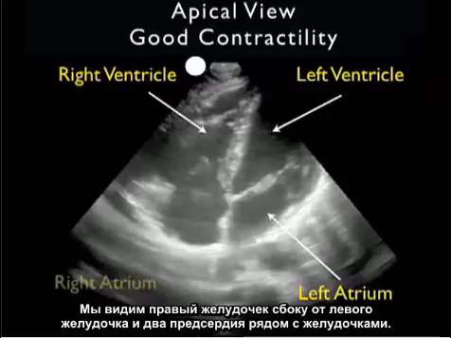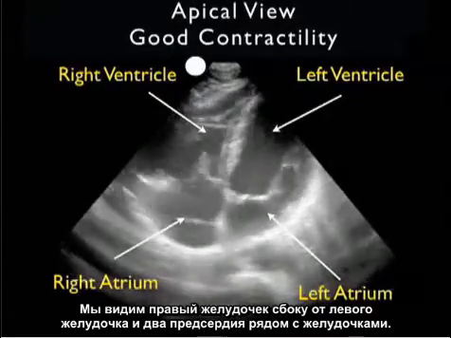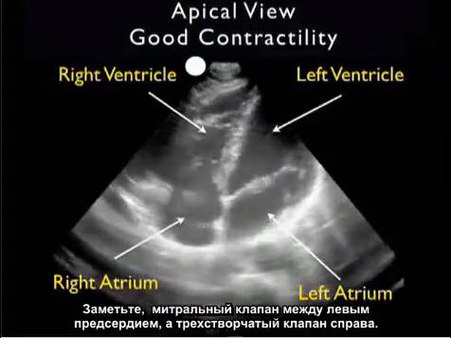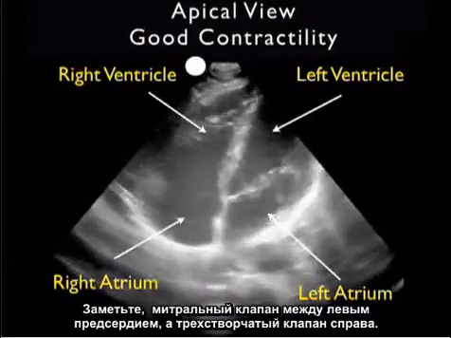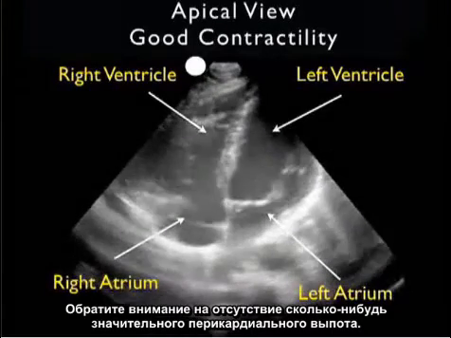We see the right ventricle to the side of the left ventricle and the 2 atria posterior to the ventricles. Notice the mitral valve in between the left atrium and left ventricle and the tricuspid valve to the right side. Notice here the absence of any significant pericardial effusion.